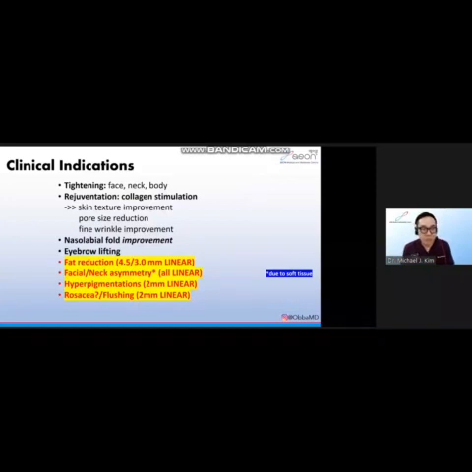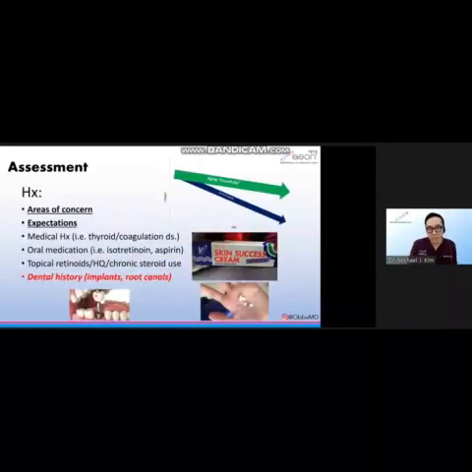rosacea and flushing. I think it's very important and essential to assess the areas of concern that the patient has and determine whether it can be addressed by this treatment. If you're not both on the same page, there can be a conflict after the treatment when the patient does not see results on what he or she thought would occur. Always check the medical history, any significant topical products or oral medication, and lastly, if they have any dental conditions, especially implants, which can cause more pain when treating in the perioral areas.